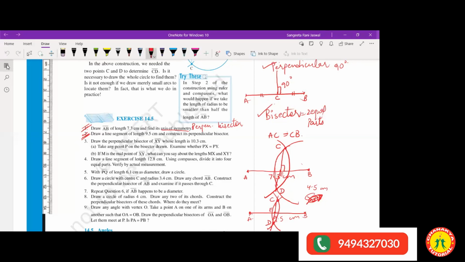Look here first, everyone. You draw a line first of 10.3 centimeters. This is XY. Then you draw a perpendicular bisector on it as we were doing here. Suppose this is your perpendicular bisector. Then you take a point P on it. Now join P with X, join P with Y. And you have to check whether PX is equal to PY or not. So what type of triangle does it become if they are equal?